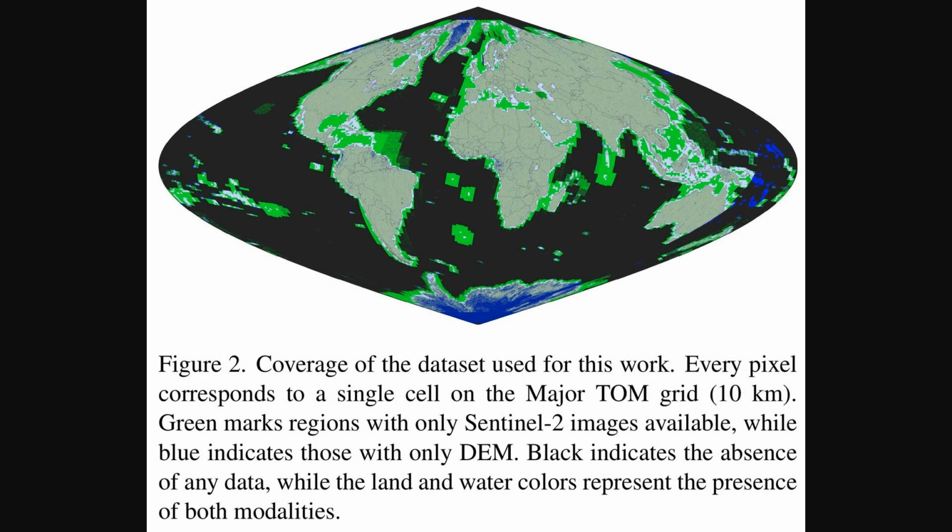Okay, so that previous figure showed the MESA generation process, and this one gives you a sense of the data it was trained on. This map shows the global coverage of the Major TOM dataset they used. The main landmasses you see represent areas where they have both the optical Sentinel-2 images and the elevation data, the DEM. The green areas have only optical images, blue only elevation, and black means no data, so it's trained on data covering a huge portion of the Earth's land surface.